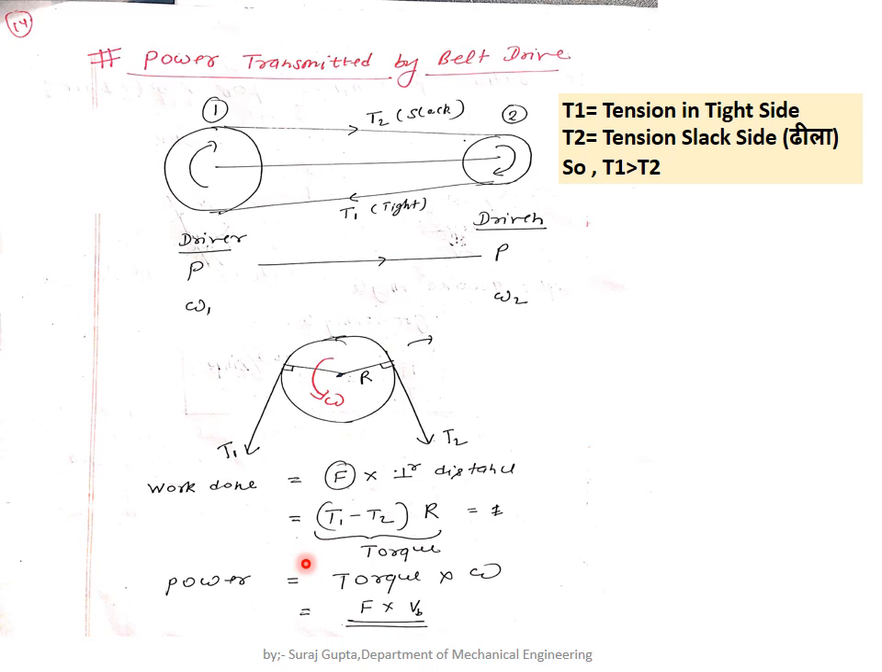Power is defined as the product of torque multiplied by angular velocity. So torque T into omega, the angular velocity. If we take the resultant force multiplied by this R, and R multiplied by omega, here the torque is T1 minus T2 into R. So R omega will be linear velocity, that is belt velocity, and T1 minus T2 will be force. So force multiplied by linear velocity will also give us power, and torque multiplied by angular velocity will be power.